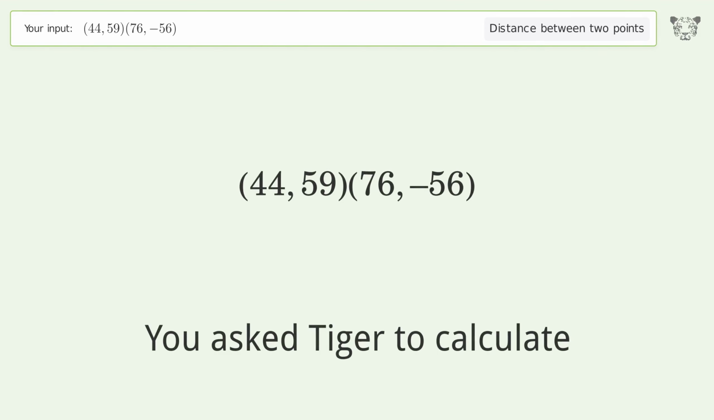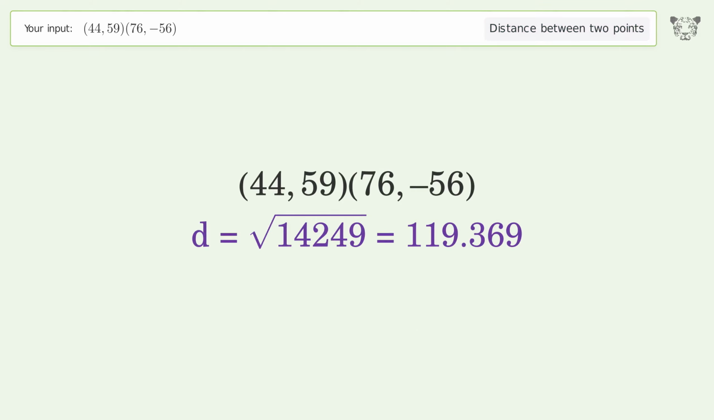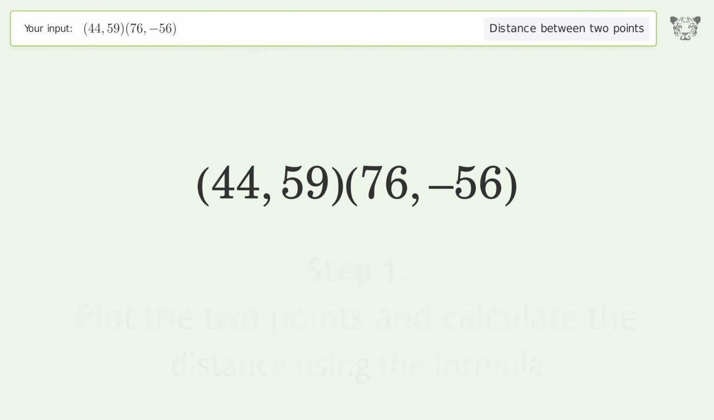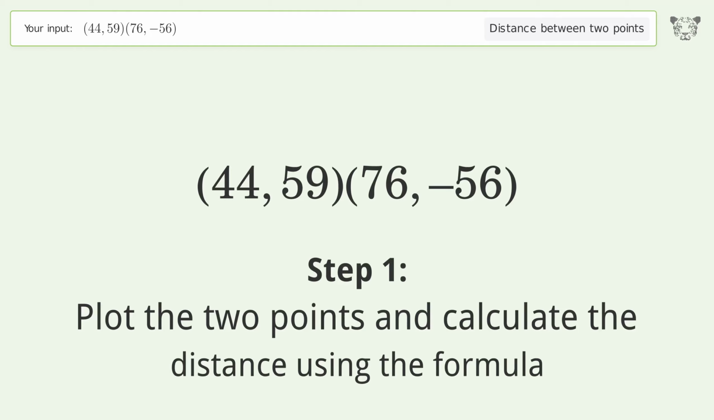You ask Tiger to calculate. This deals with the distance between 2 points. The distance between the 2 points is the square root of 14,249 or 119.369. Let's solve it step by step. Plot the 2 points and calculate the distance using the formula.